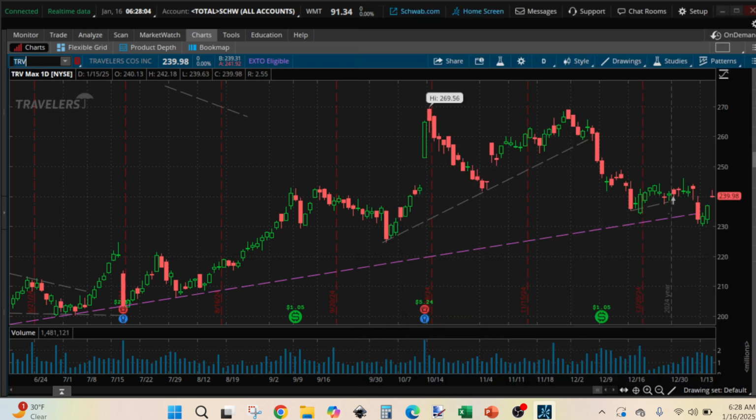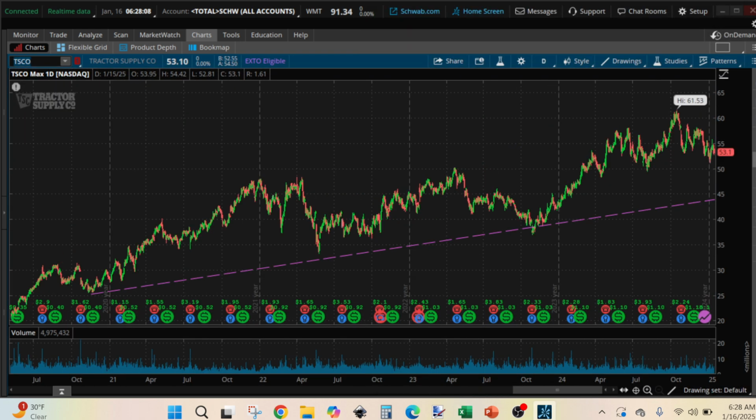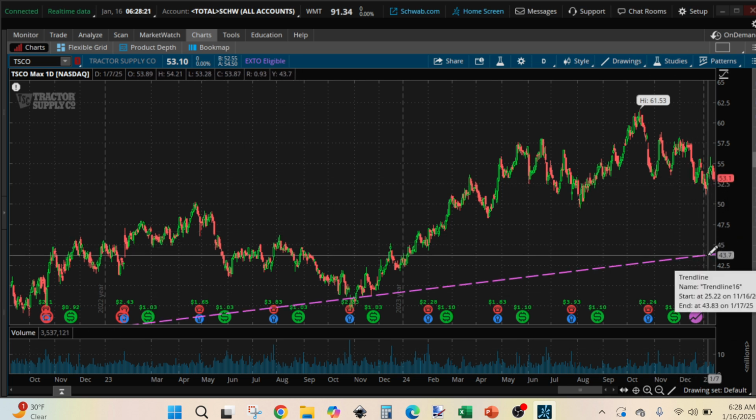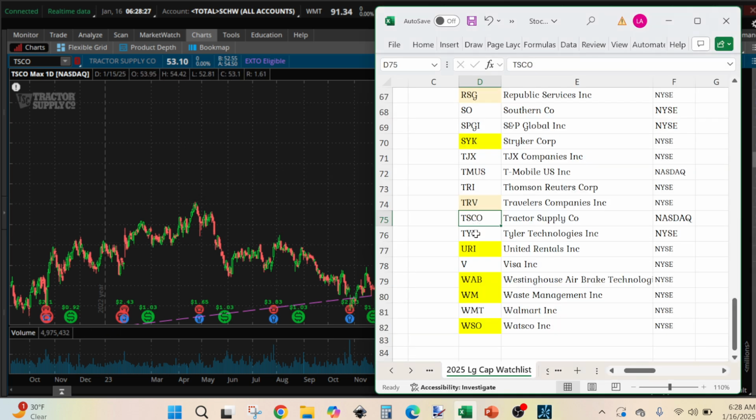TSCO is going to linger around that trend line for a while before taking off, because it's a low trend line. It could do that. So we like to buy this one at this trend line, TSCO, but right now it is higher up. It's far from it.